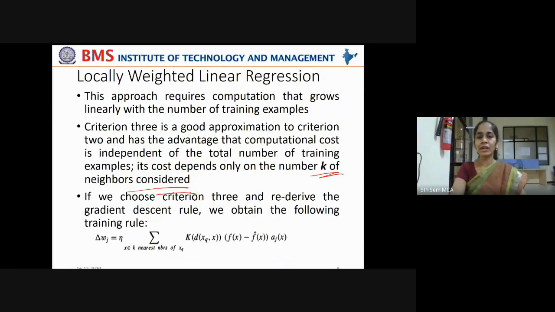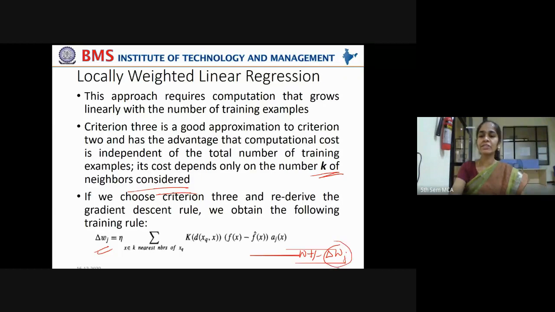Now, if we choose criterion 3 and rederive the gradient descent rule, now we are slowly transforming it into gradient descent rule. We obtain the following training rule. How do you finalize this gradient descent rule now? Based on your previous understanding, derived from the 3 criteria. The weight adjustment that has to be done to Wj is called delta Wj. Means for this weight, if you want to adjust some weight, it is plus or minus delta Wj.